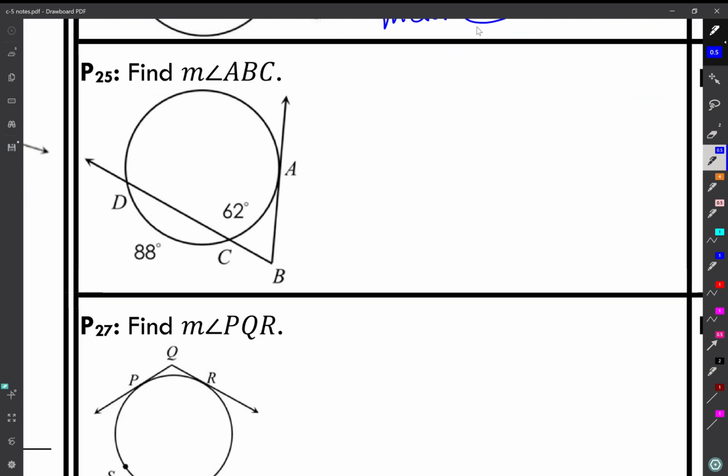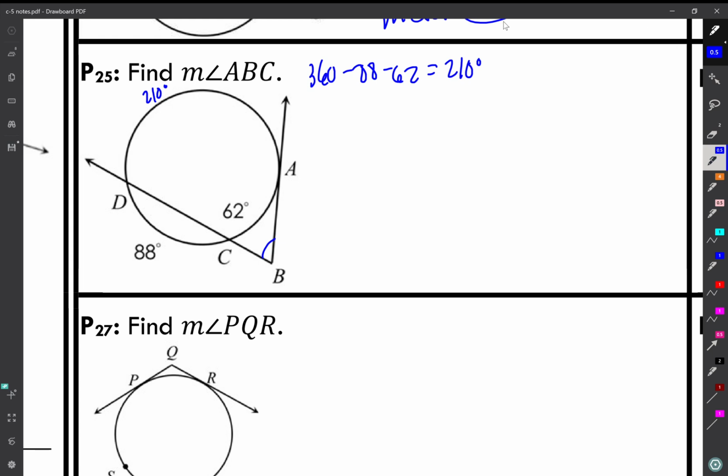In this case right here, we're trying to find the measure of angle ABC. We know one of the arcs right here. We know another arc that's not our intercepted arc. Okay, we can find the third one by subtracting those from 360. So 360 minus 88 minus 62. That's 210 degrees, which will go right here then, 210.